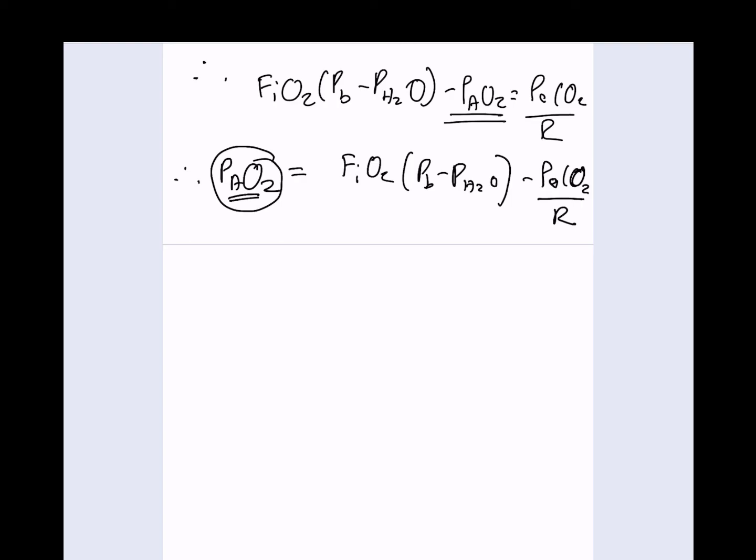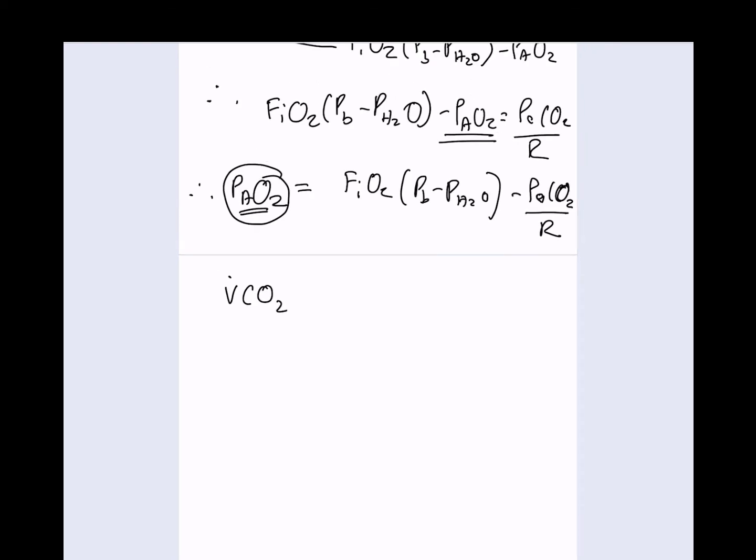And that's how we derived it. Remember, we first figured out the equation for carbon dioxide. We then figured out the equation for oxygen using steady state principles. We then expressed it in terms of R, and then we solved it for the partial pressure of oxygen within the alveoli.